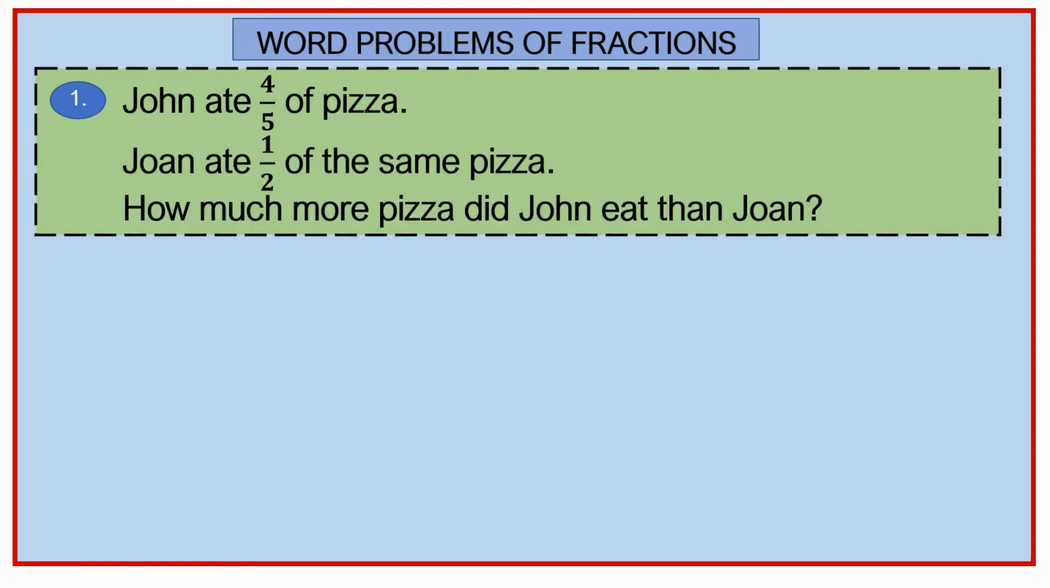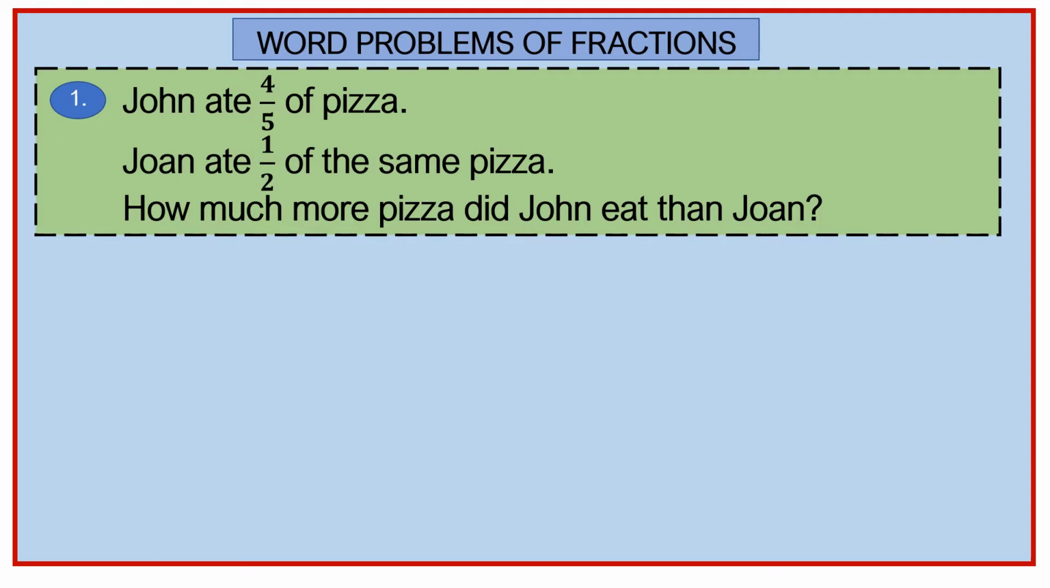Let us now look at word problems of fractions. Example 1. John ate 4 out of 5 of pizza. Mary ate 1 out of 2 of the same pizza. How much more pizza did John eat than Mary?